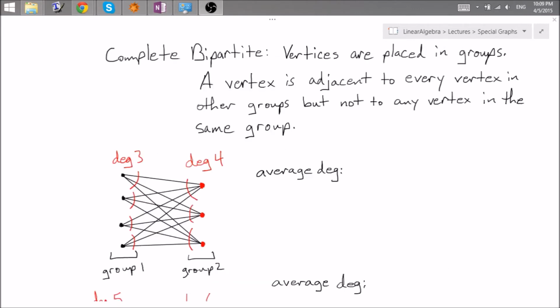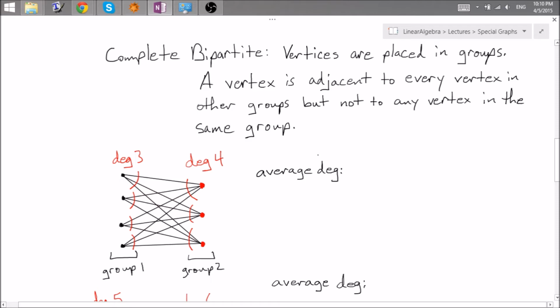The second type of graph that we'll consider is the complete bipartite graph. Here, instead of considering every possible combination of vertices as an edge, we instead place the vertices into groups. And a vertex is adjacent to every vertex in other groups, but not to any other vertex in the same group. So here in group 1, you see that the black vertices are not adjacent to each other. In other words, this edge never happens, so that doesn't happen. And the same for the red vertices. But every black vertex is adjacent to every red vertex.